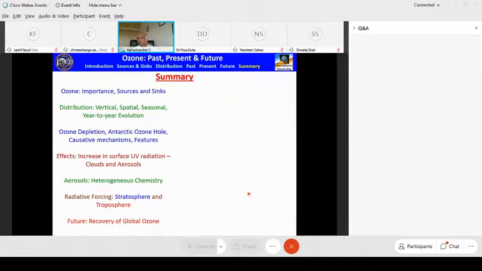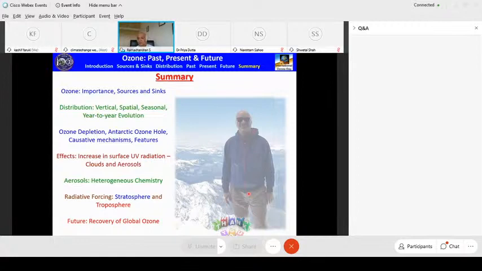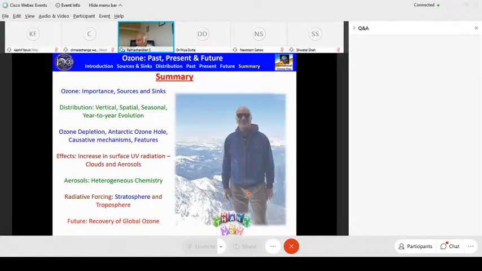And then in terms of the forcing, how the ozone in the stratosphere contributes to surface cooling, and the ozone in the troposphere contributes to surface warming. And we also looked at some of the future aspects, such as how the ozone will recover, why and how. And with this, thank you for your time. I will be happy to answer questions now.